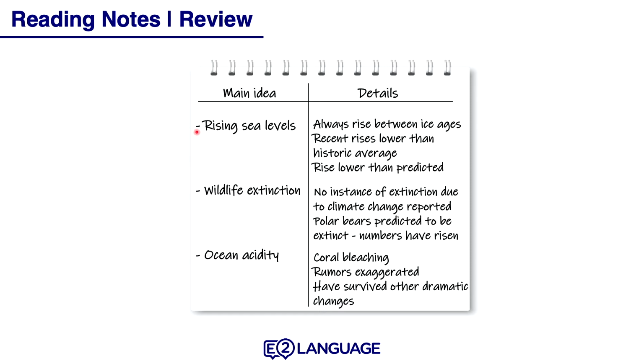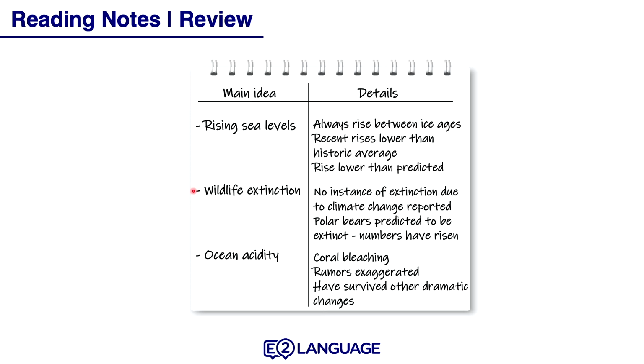The first one was rising sea levels, and the details we caught were this. There was always a rise in sea levels between ice ages. Recent rises have been lower than the historic average, and the sea level rise is lower than predicted. If you remember, that reading text was a kind of skeptical view of the impact of climate change.